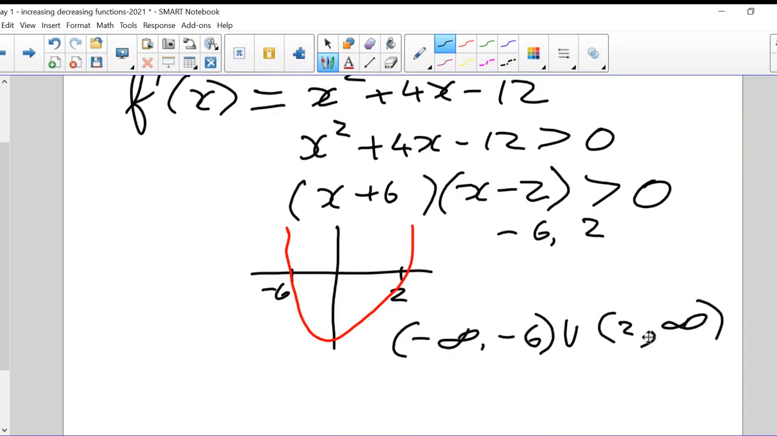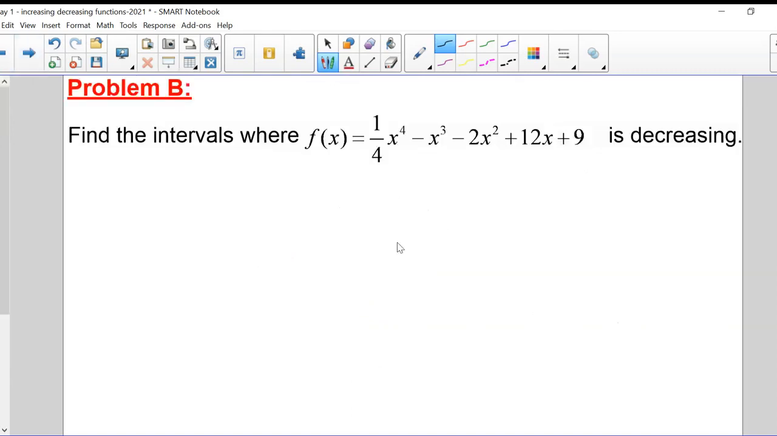And it's a union. Yes, thank you, Richard. It's definitely a union between those two things. Okay, nice, easy one to start us off. Next question. Find the intervals where this one is decreasing. So the first one was increasing. This one is decreasing. So we do the same thing again.